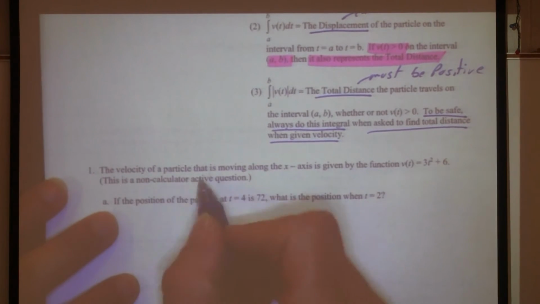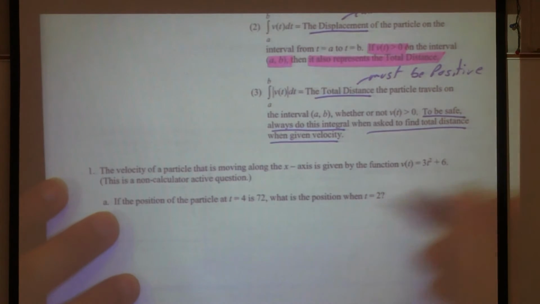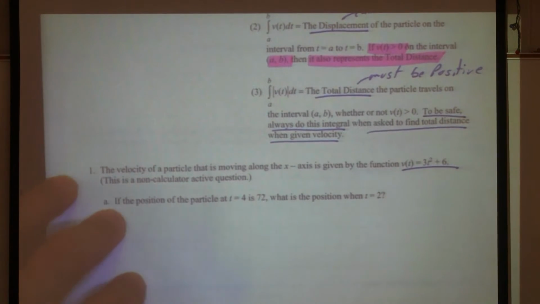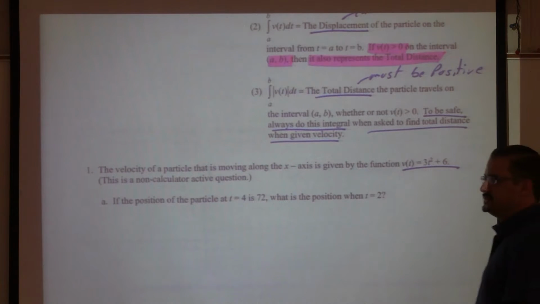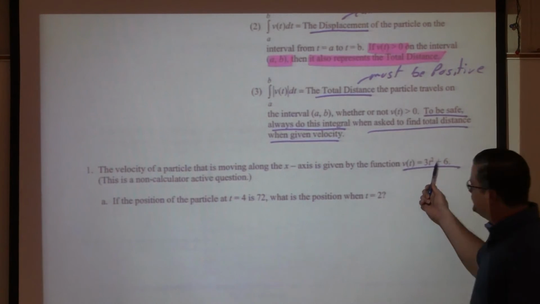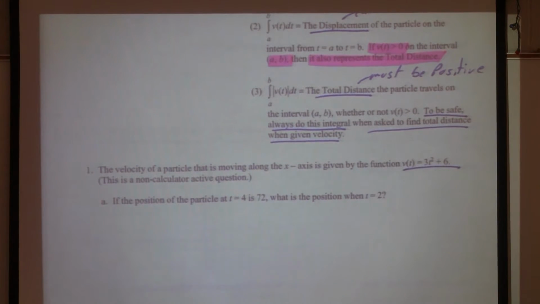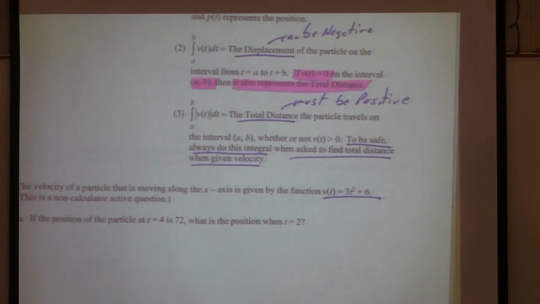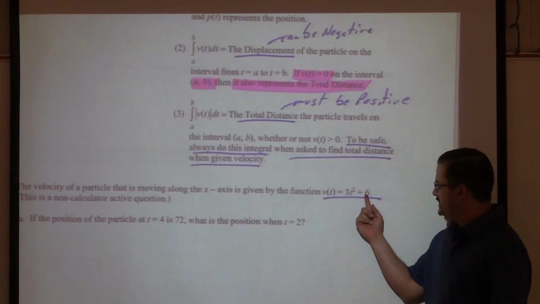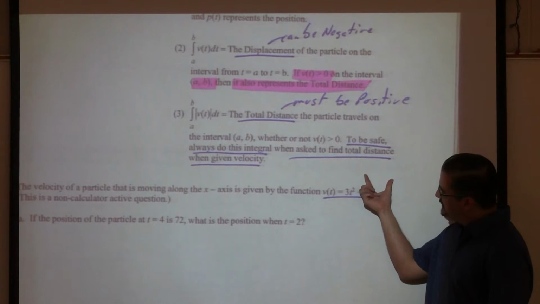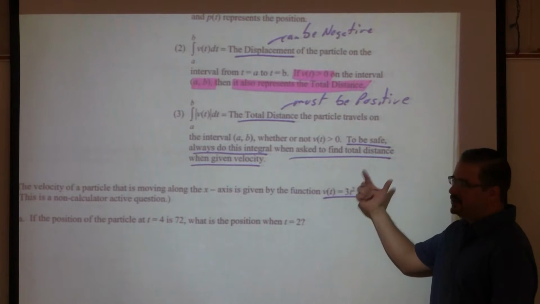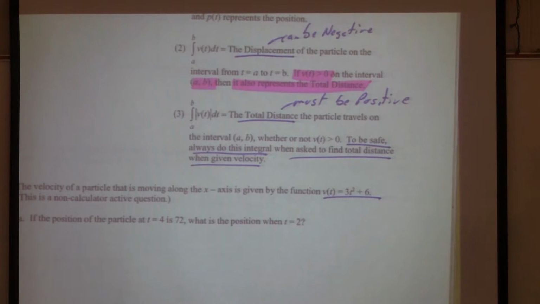It says the velocity of a particle moving along the x-axis is given by this function. Okay, this is a non-calculator question. So what can you tell me about this graph? It's continuous. It's always positive, so it's a parabola, right? That moved 6 units up. Is it opening up or opening down? It's opening up, right? So if it's opening up and it's 6 units up, is it ever going to be negative? No, so we know that the velocity is always what?